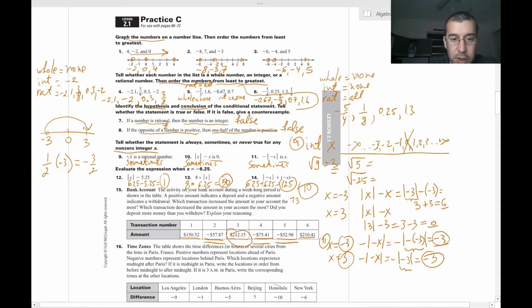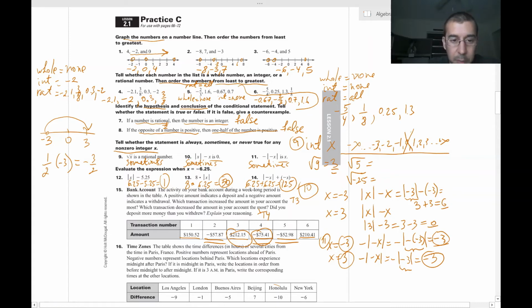Which transaction decreased the amount in your account the most? This is the least, the lowest number. So that's going to be one of the negatives, and that's going to be transaction 4, this one right here. So transaction 4, because it's -75. That's the smallest, the lowest number from all the numbers.